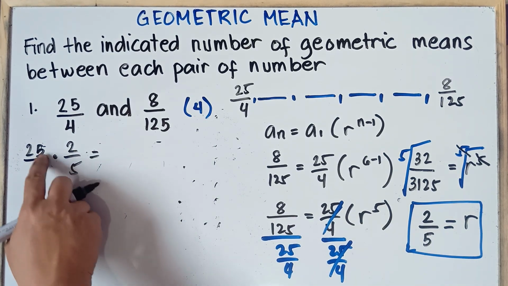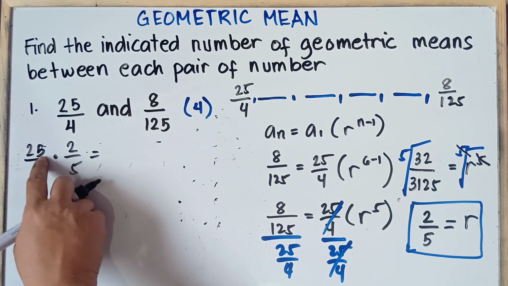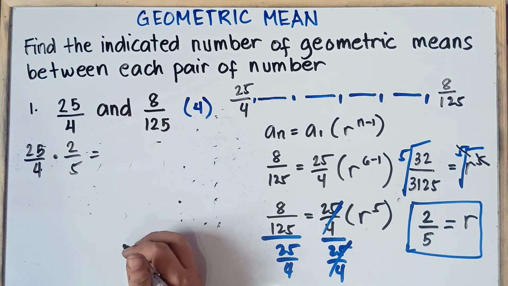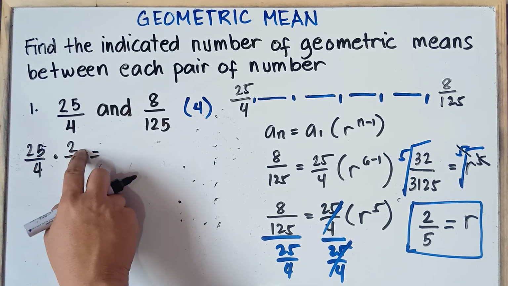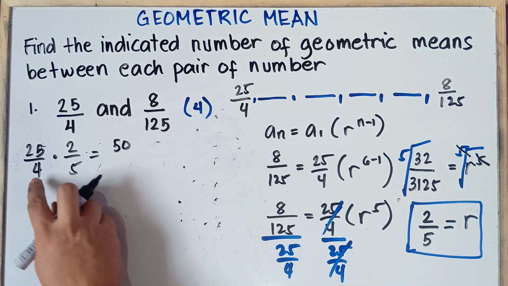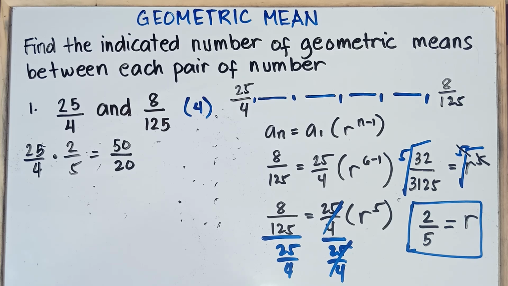So once again, we can cancel this out. 25 and 5, we can crisscross, class, because we can divide 25 by 5. But if you're confused with that one, class, just simply multiply the numerators. 25 times 2, that's 50. 4 times 5, that is 20. So therefore, our second term is 50 over 20.